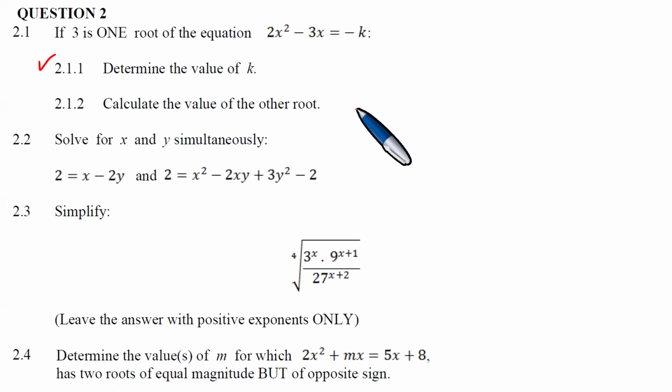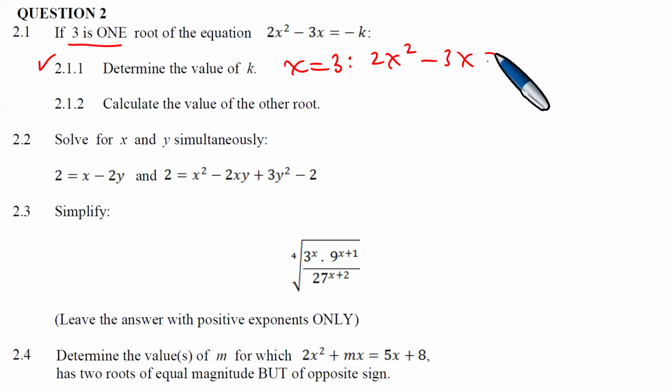Move k to the other side. We can move k to the other side. Okay, good. But the fact that 3 is one root, what does it mean? It means that x equals 3. And obviously, if you have 2x squared minus 3x equals minus k, x is 3, so you have 2 into 3 squared minus 3 times 3 equals minus k.